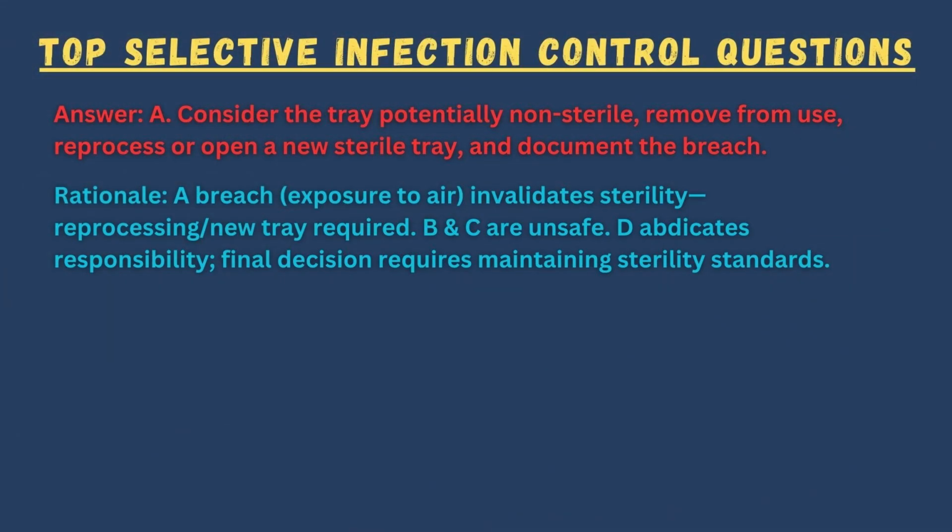Answer: A. Consider the tray potentially non-sterile. Remove from use, reprocess, or open a new sterile tray, and document the breach. Rationale: a breach exposure to air invalidates sterility. Reprocessing or new tray required. B and C are unsafe. D abdicates responsibility. Final decision requires maintaining sterility standards.